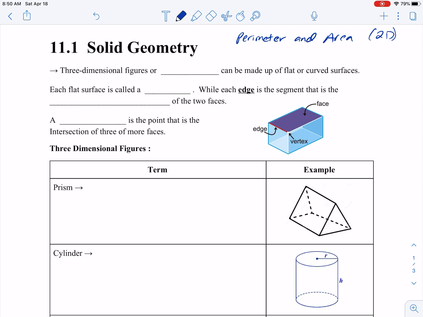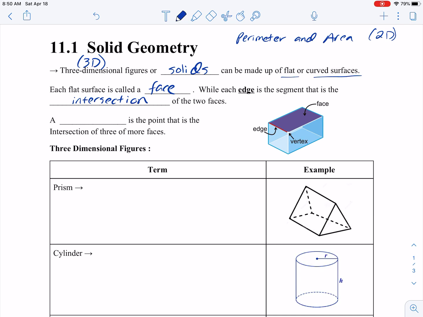So for solid geometry, when we're working with solids, we're now going to be working with three-dimensional figures. And another word for three-dimensional figures in geometry is solids. And it's made up of flat or curved surfaces. A flat surface is called the face of a solid, while the edge of the segment, that's the intersection of two faces.